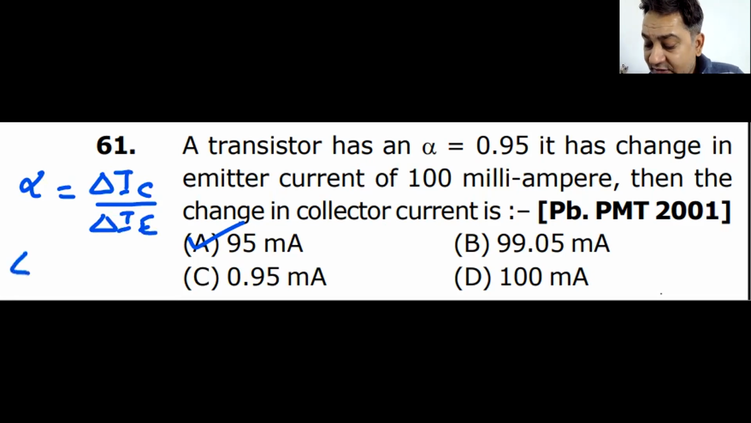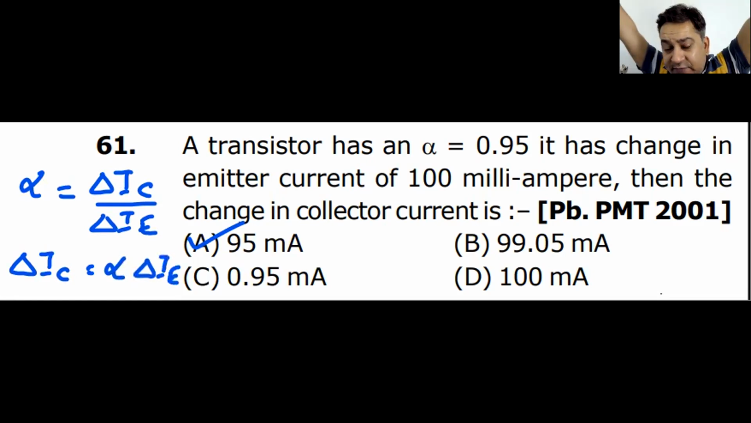So change in collector current, it is simple multiplication. That will be equal to alpha multiplied by change in emitter current. Do we understand this? Yes, sir. Multiply 0.95 by 100 and that is your answer. So the answer is 95 milliamp. Do we understand this? Yes, sir.